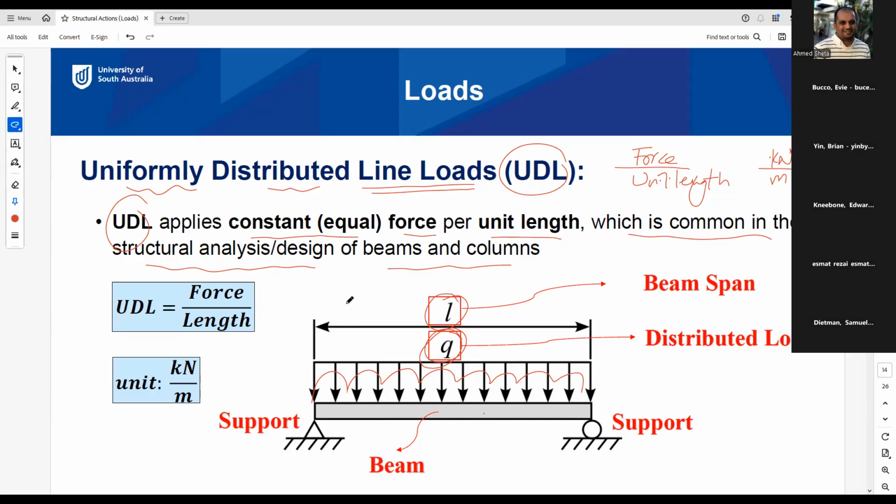The formula for the UDL is force divided by length, and the unit is kilonewton per meter or newton per meter. Usually we use kilonewton per meter, because kilonewton and newton are units of force, so you can use kilonewton per meter for uniformly distributed load.